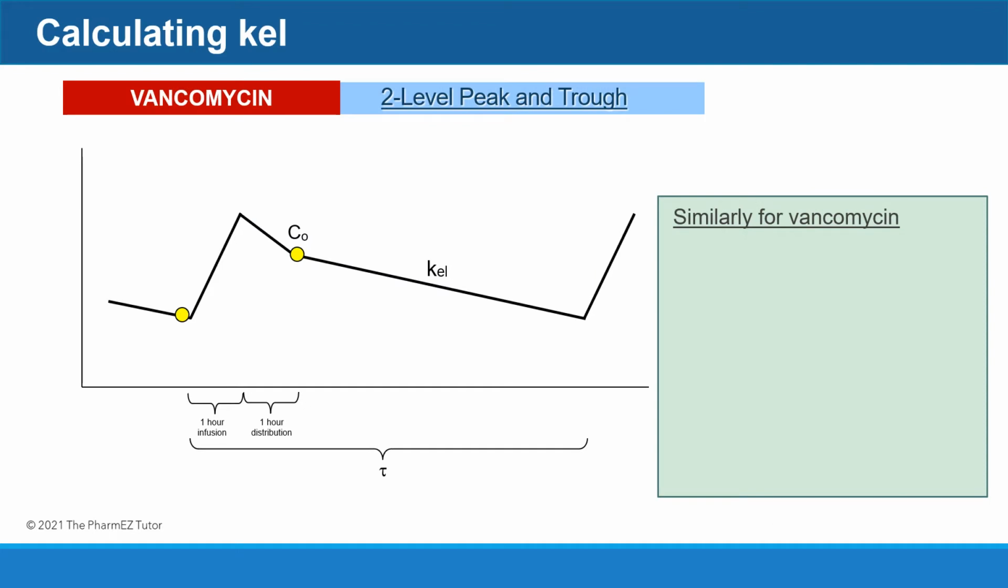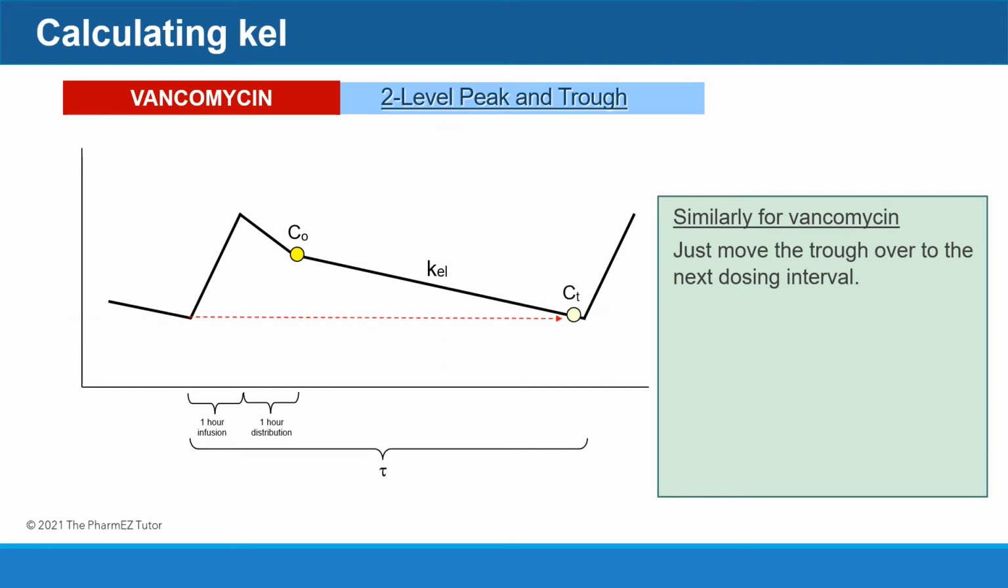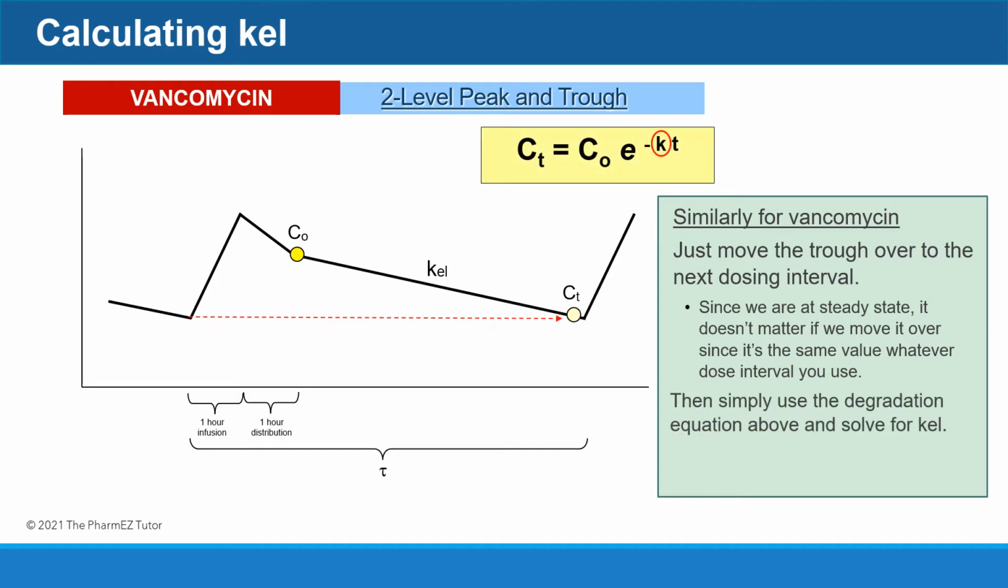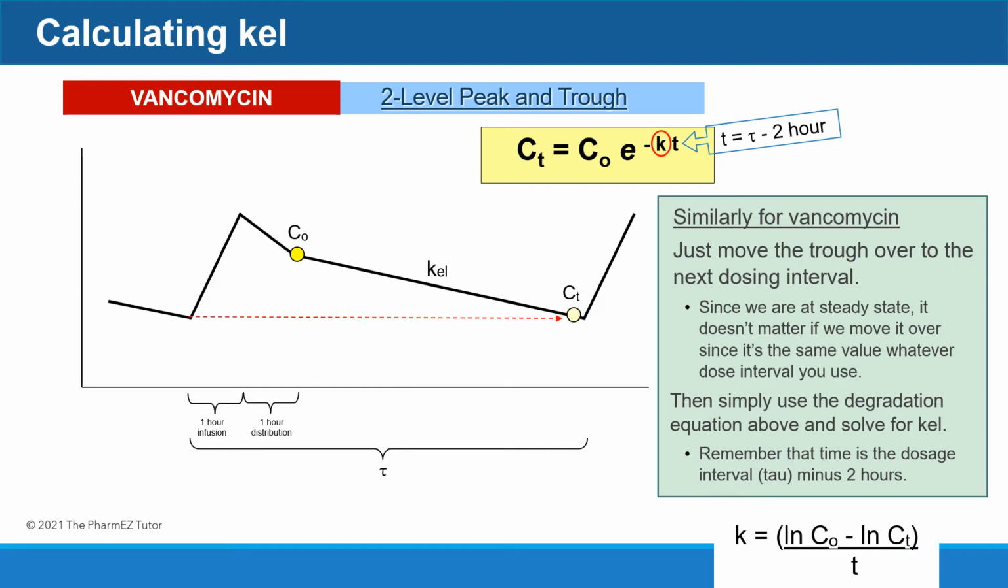Similarly for vancomycin, when we have a peak and trough level that we want to evaluate, we just move the trough over to the next dosing interval. Again, we know we can do this because we're at steady state. And then we simply use the degradation equation above and solve for the KEL. The only difference is that the T in this case is the dosage interval tau minus 2 hours. The 2 hours represents the time of 1 hour infusion and 1 hour of distribution. Again, we can use the following equation to help us solve mathematically.